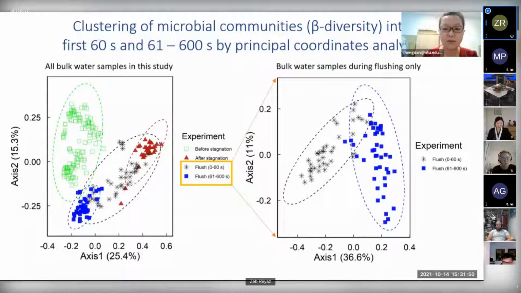The bulk water community shifted clearly before and after stagnation. After flushing, the community seemed to be closer to the events before extended stagnation.